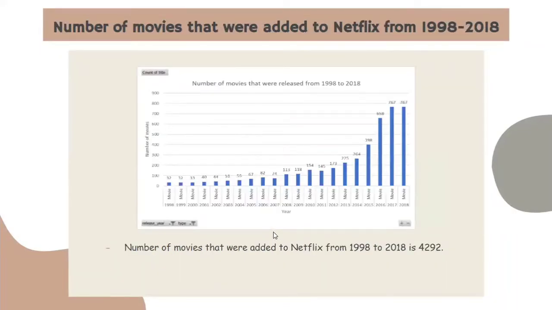Here is the number of movies that were added to Netflix from 1998 until 2018. After adding each movie from year 1998 to the year 2018, it's concluded that the number of movies that were added to Netflix from 1998 to 2018 is 4,292. I will pass this presentation to Brother Zulhadi. Thank you.